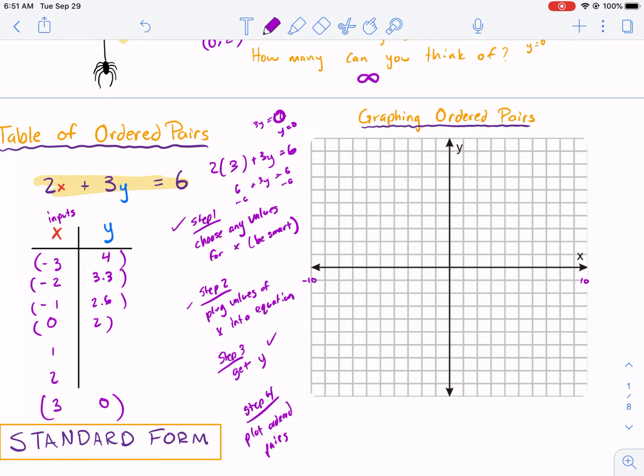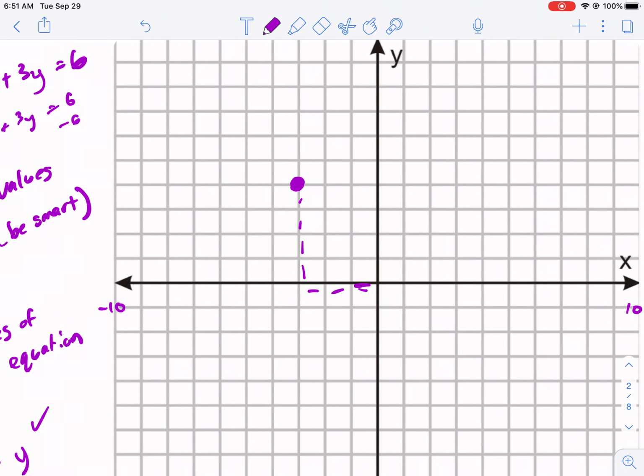Understand that the x coordinate is on the left. So if we're going to plot this first point, we're going to go 3 in the x direction. So we go 1, 2, 3. Do not put the point there. We still need to go +4 in the y direction. 1, 2, 3, 4. There's our first point. This one right here. Now we're going to do -2, 3.3. So we're going to go 1, 2.